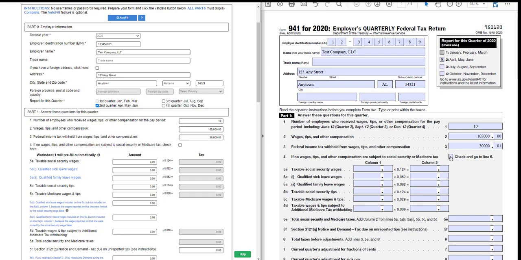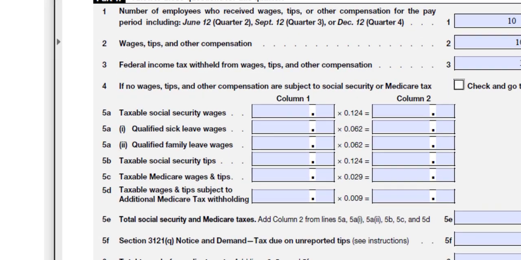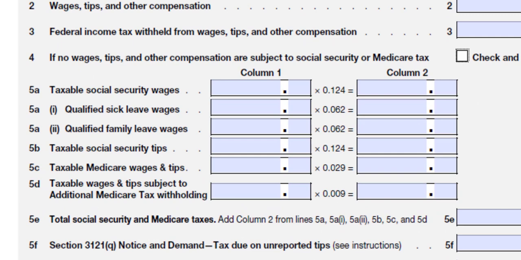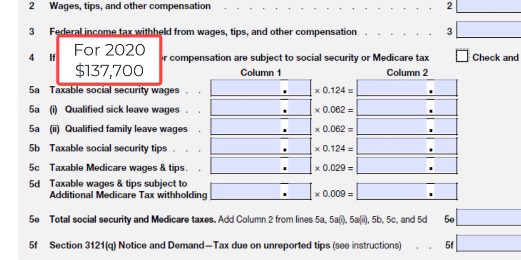Before discussing lines 5A through 5E, notice the different tax rates. Line 5A shows a 12.4% rate, which represents a 6.2% rate for both the employer and the employee. The employer withholds the 6.2% from the employee, but must pay the employer's share itself. The amount is subject to the Social Security wage limit, which is $137,700 for 2020.